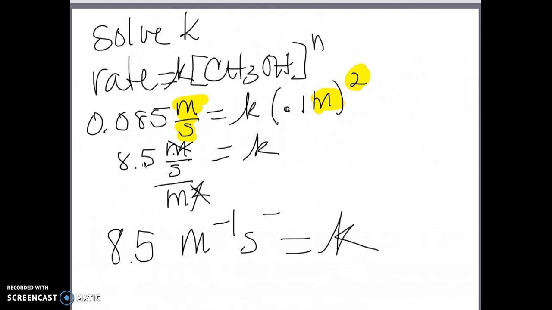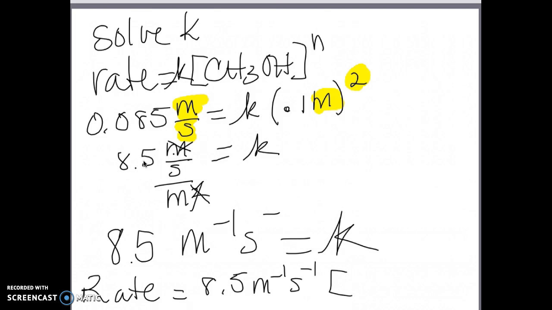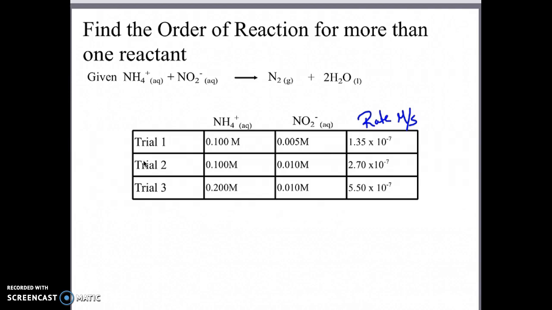When I said there that it was meters, I meant molarity. Capital M in this example means molarity. So we would rewrite the rate and say rate is equal to 8.5 M to the negative 1, s to the negative 1, times the concentration of A, in this case squared, and in this case A was the methanol.